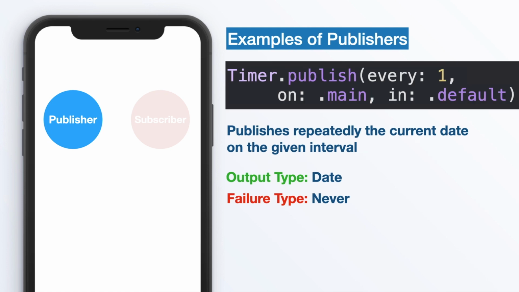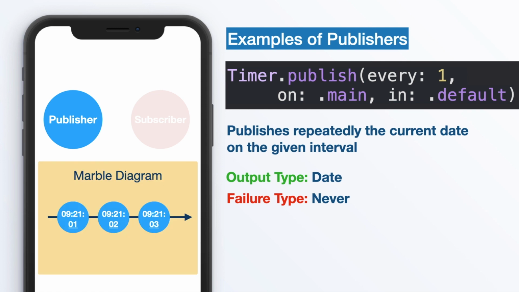Now one more example. In this case, we have the timer publisher, and we initialize it by saying that it should publish every 1 second on the main queue using the default configuration. What it does is it publishes repeatedly the current date on the given interval. So the output type here is a date, and the failure type here is never, because it's quite predictable what it's doing. Now let's have a look at the marble diagram. In this case, you will see we do not have a completion. However, we see a sequence of values where every second a new date is published.